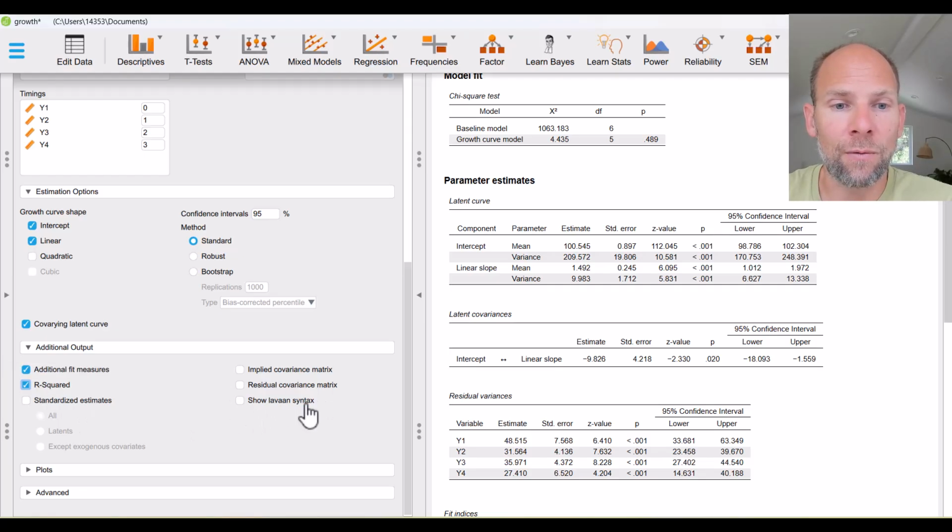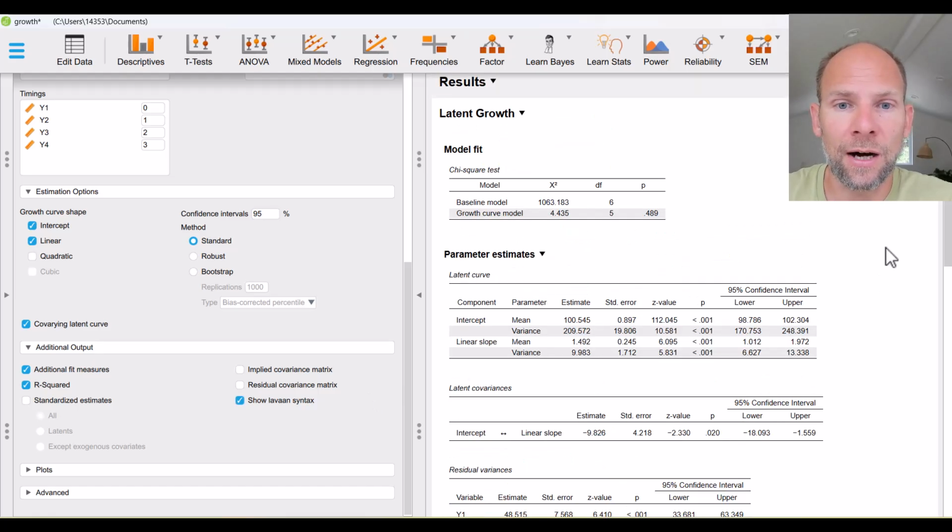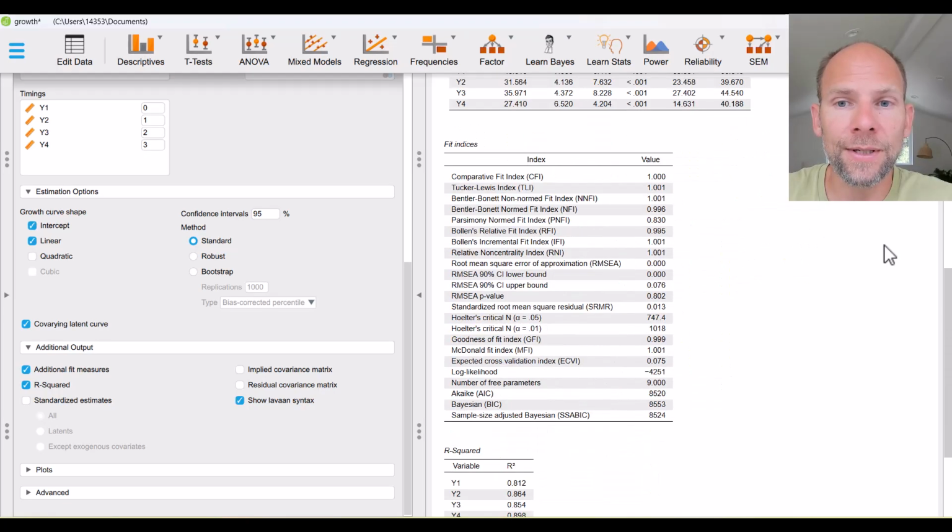If you ever wanted to use lavaan, then you could look at the model statement to see how that works in this lavaan package in R. So you can see now we have additional fit measures such as a comparative fit index, root mean square error of approximation. Also the standardized root mean square residual is then provided, and they all here look good, so indicating that this model is a good fit.